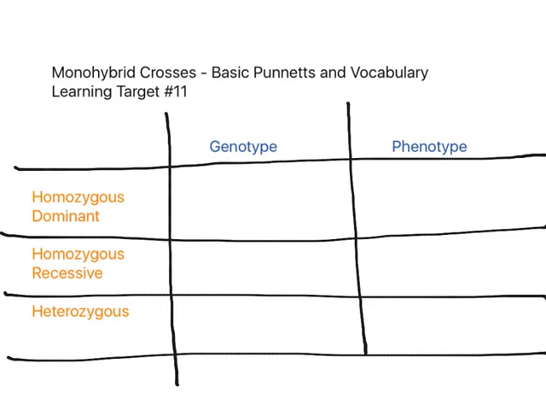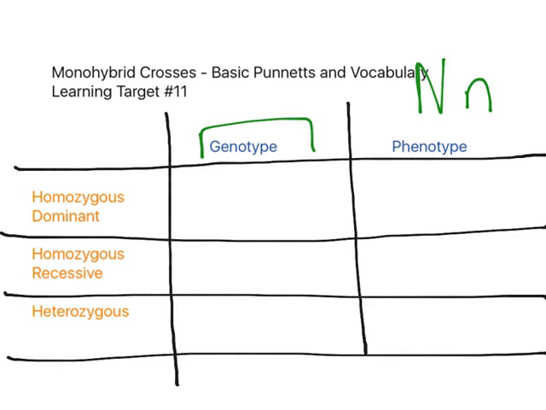So if we look at this little chart here, we can have just an example. As an example, maybe we should have an N for nose. And we can say that the large N, or the dominant allele, would be for a large nose, and the little n, or the recessive allele, would be for a small nose. So genotype here is going to be our letters, just the alleles.